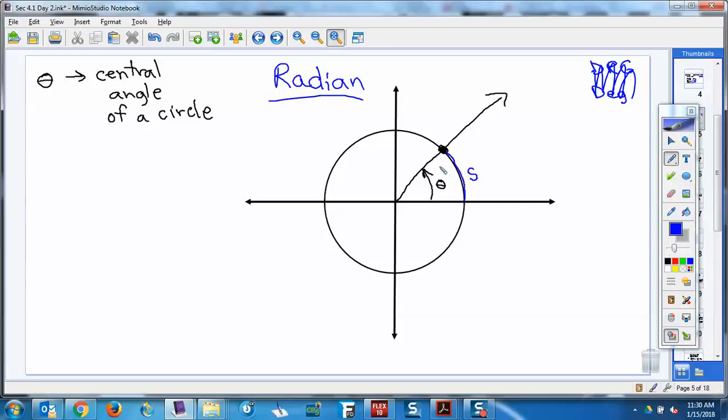Okay, so everybody needs one of these circle makers. So take one and pass it back. All right, and that piece of paper that I gave you.